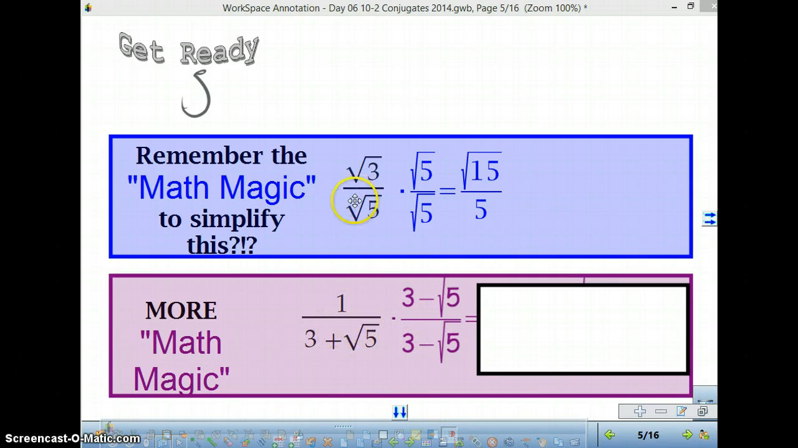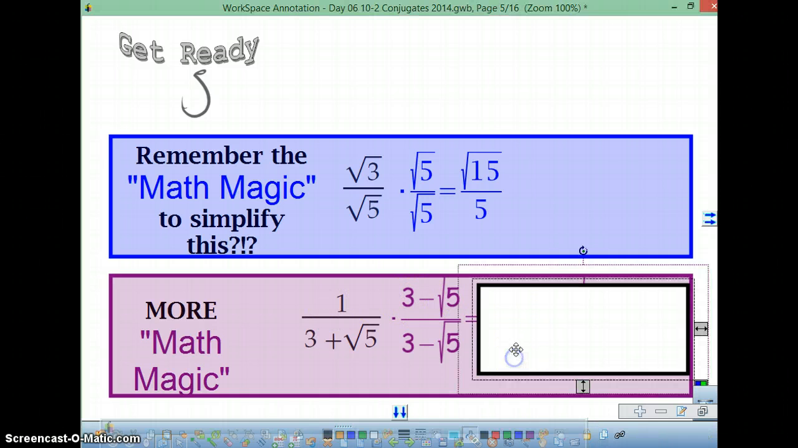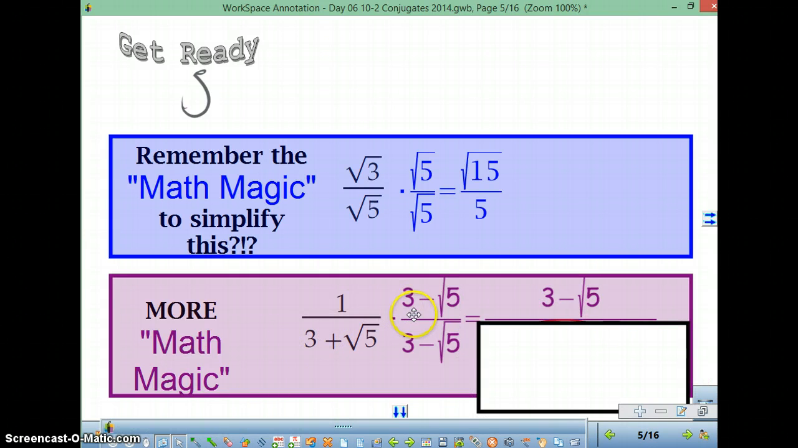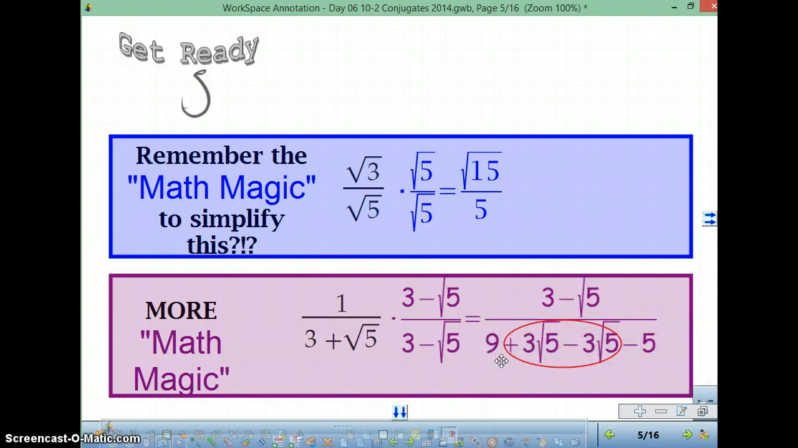Now we do the same thing as we did up here. Numerator times numerator equals numerator. So let's take a look at what the numerator is. 1 times 3 minus root 5 is just 3 minus root 5. Very easy. Now the denominator, we've got 3 plus root 5 times 3 minus root 5. Is that a familiar pattern? Let's see what it turns out to be.